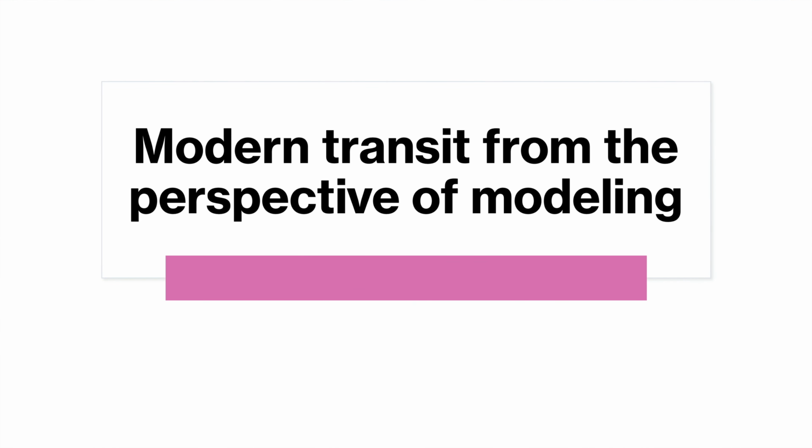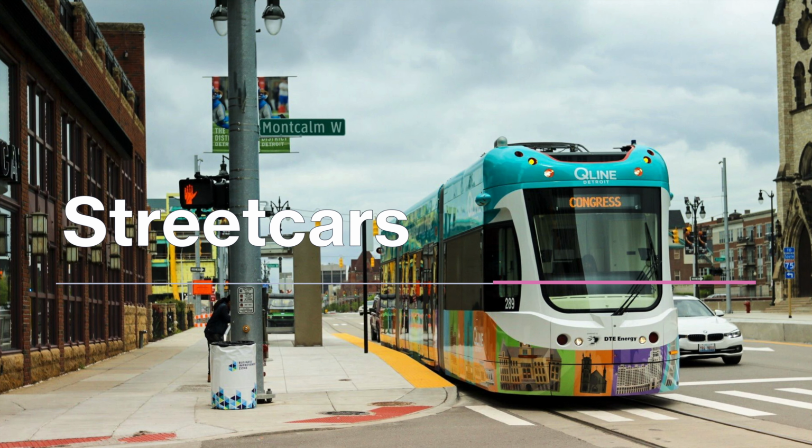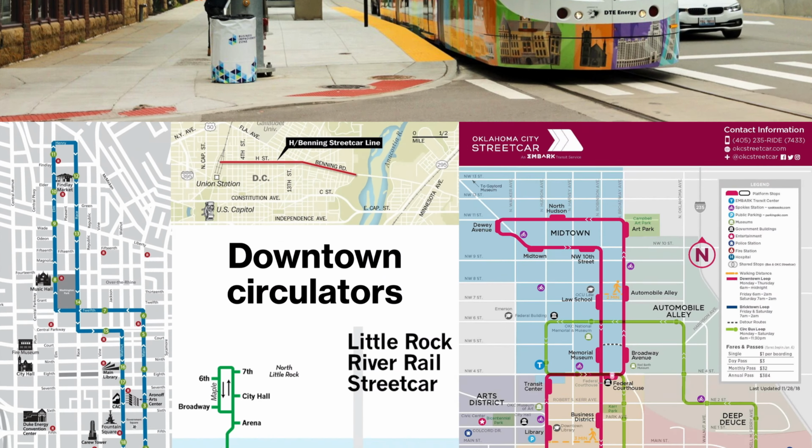So now that we've gone over all of this, let's look at modern transit from the perspective of modeling. What are the details that would be important if you wanted to model these systems? And since we were just talking about it, let's start with streetcars. And this here is the Q line in Detroit. So streetcars have now actually consumed Motor City itself. I actually like it. It's a plucky system.